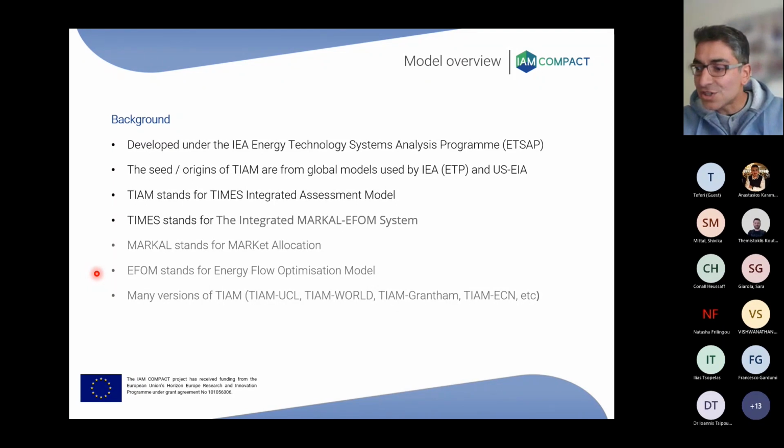There are many versions of TIAM. We work with and have worked in the past with UCL, with their TIAM model. We're aware of the TIAM ECN model. We have a version, TIAM Grantham, and then Amit Kanudia, one of the original developers of TIAM, runs TIAM World. They're all basically the same. They have different regional splits, sometimes different technological representation. Some of them have more updated or different assumptions on things like fossil fuel supply cost curves and so forth, but they all use the same essential modeling philosophy, which I'll describe in a second.